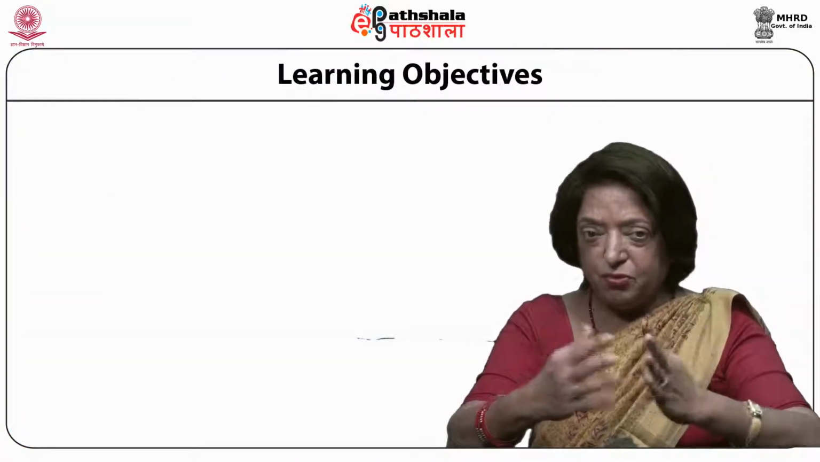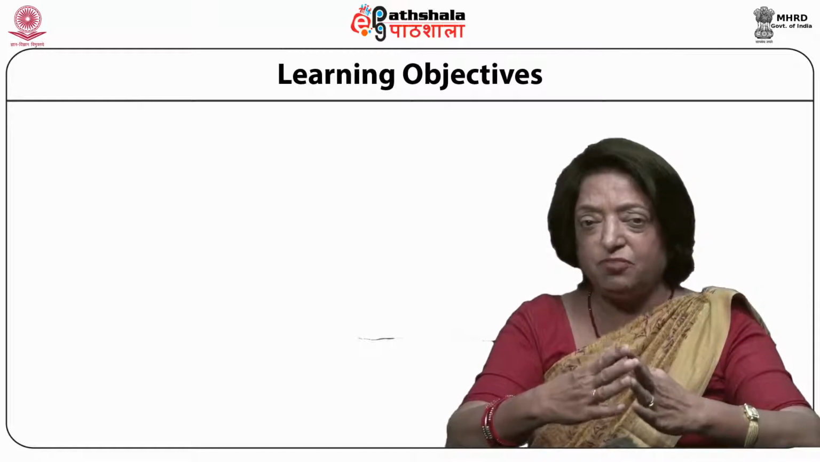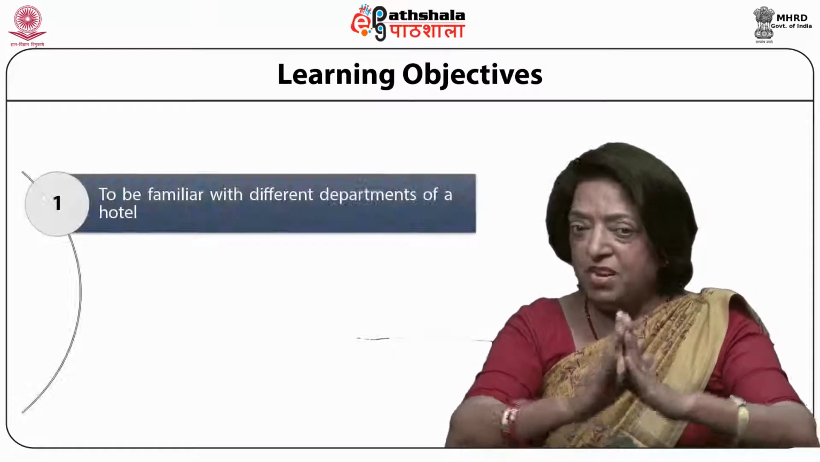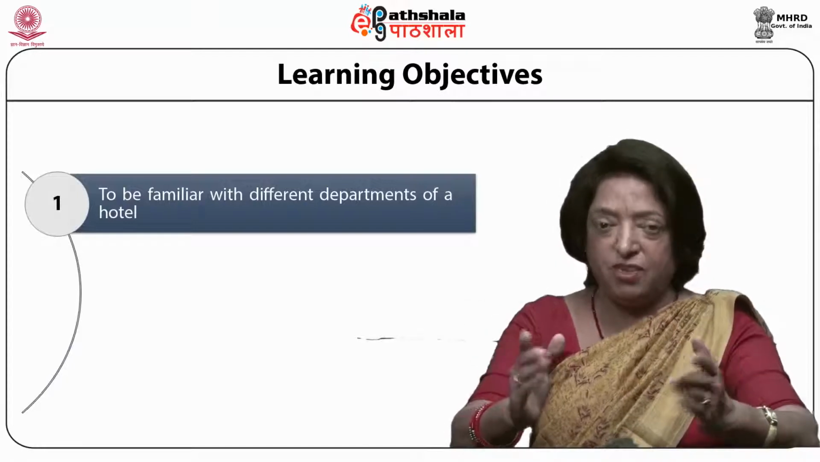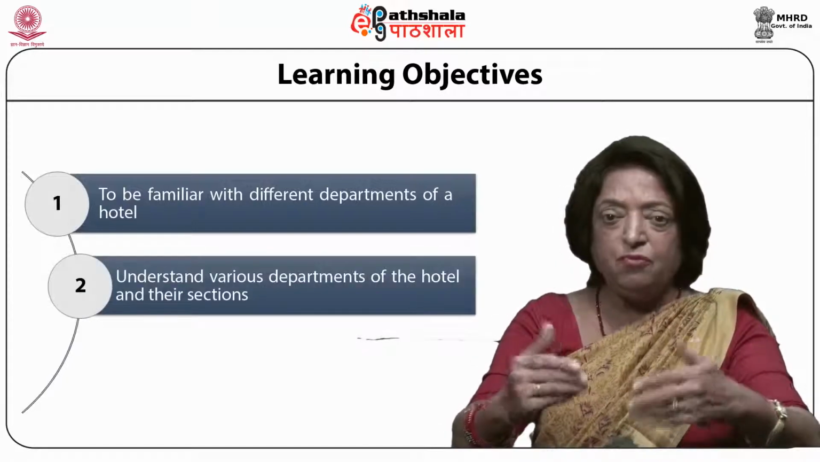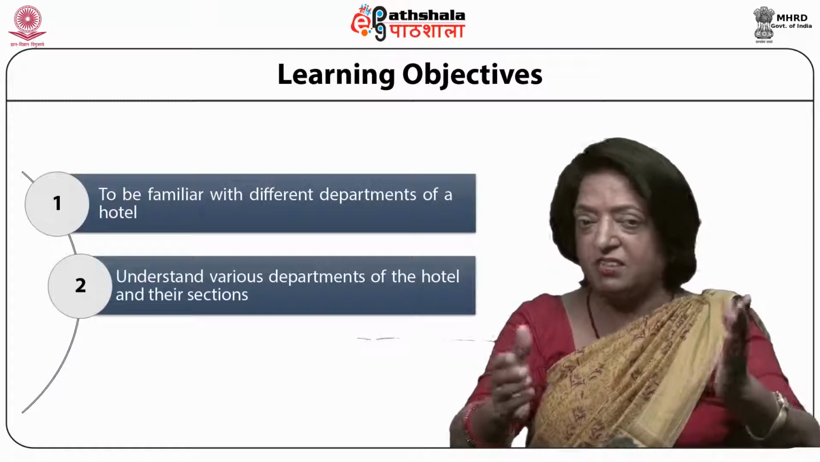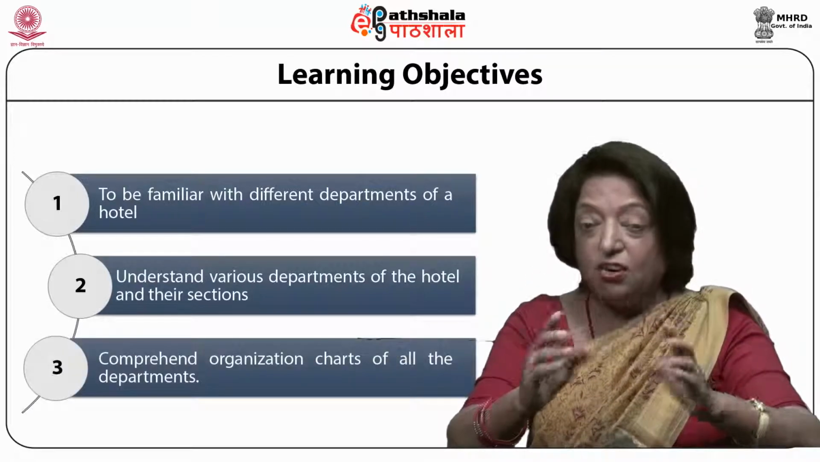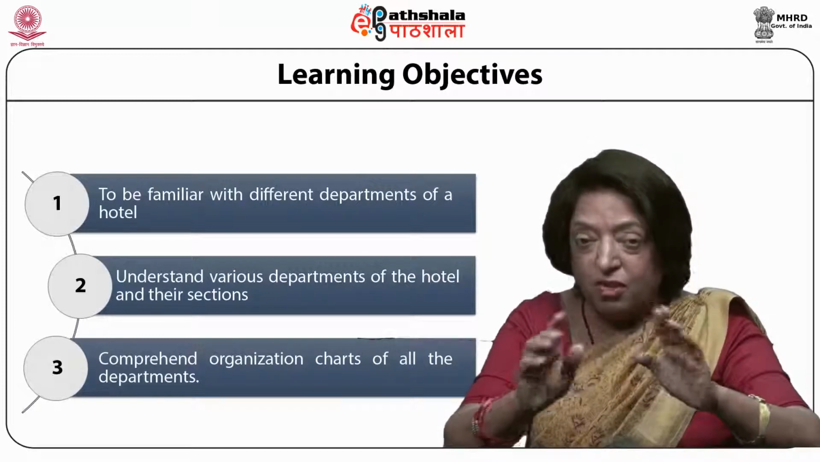Hotels also provide tea and coffee making units having an electric kettle, cups, spoons, tea bags, sugar and coffee sachets, and dry milk in rooms. These are replenished from time to time. Then, what are the objectives? Students, the main objectives of this module are to be familiar with different departments of a hotel, understand the various departments of the hotel and their sections, and comprehend the organization charts of all the departments.